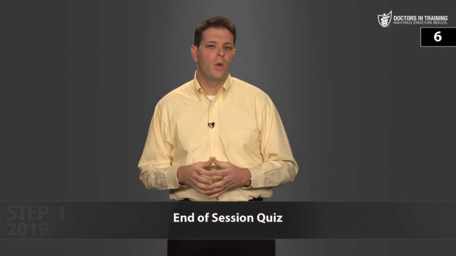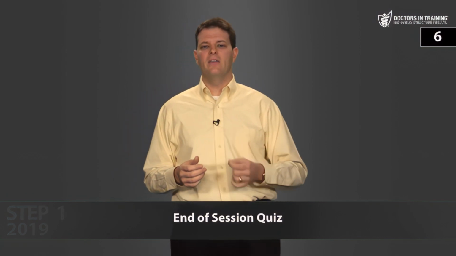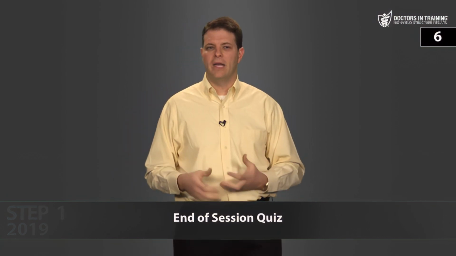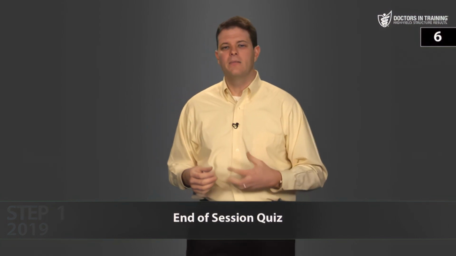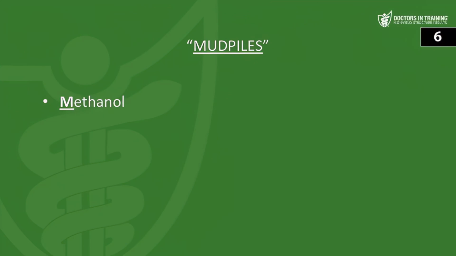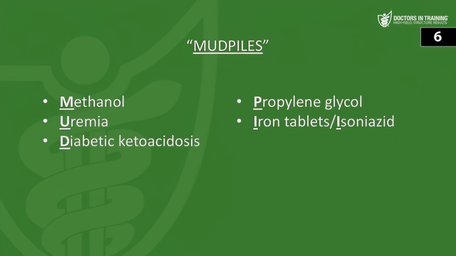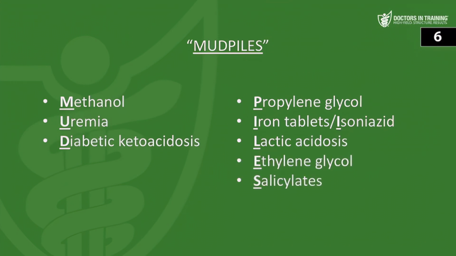All right, first question. What are the causes of acidosis with elevated anion gap or high anion gap acidosis? We're talking about metabolic acidosis here. And our mnemonic is MUDPILES. So you have methanol, uremia, DKA, propylene glycol. I is for iron tablets and also isoniazid. L is for lactic acidosis. Then you have ethylene glycol, and the S is for salicylates.